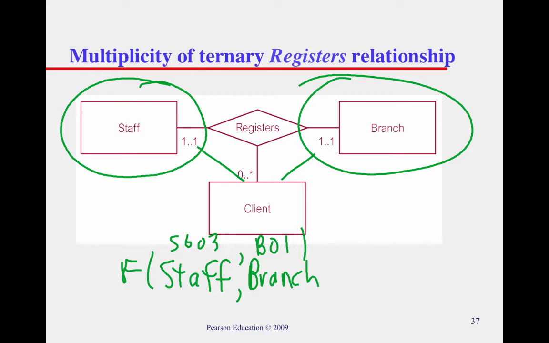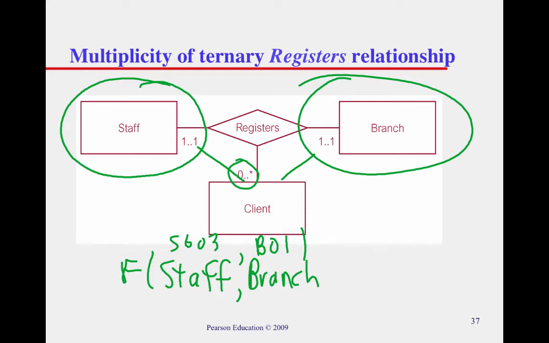Well, the answer is 0 to many. The staff person may have registered no clients, or the staff person may have registered an arbitrary number of clients. So the answer to that question is 0 to many.